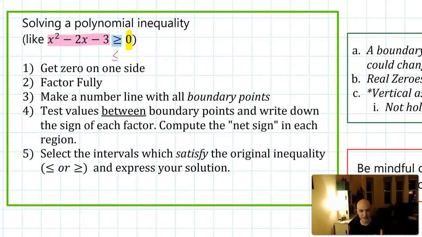Here are the 5 steps for making a sign chart, and we just went through them, but just to recap. 1, you do need to get 0 on one side. 2, you factor everything fully. We did that before. 3, you make a number line with all of the boundary points. 4, you test values between the boundary points and write down the sign of each factor. Compute the net sign in each region. Then finally, you shade on your sign chart the intervals that satisfy the original inequality, whether it was greater than or equal to, or less than or equal to, or strictly less than, whatever it was, and express your solution in whatever notation the problem's asking for. Probably interval notation, but it could vary, depending on the problem.